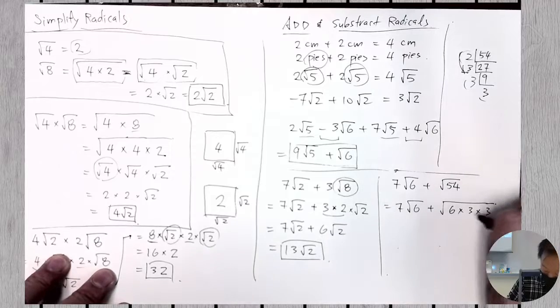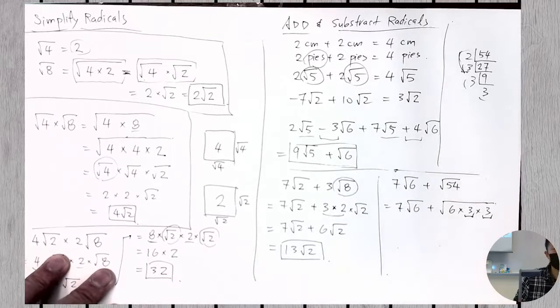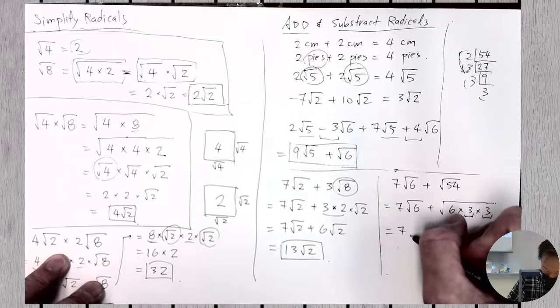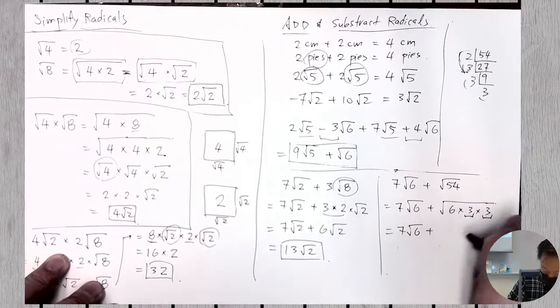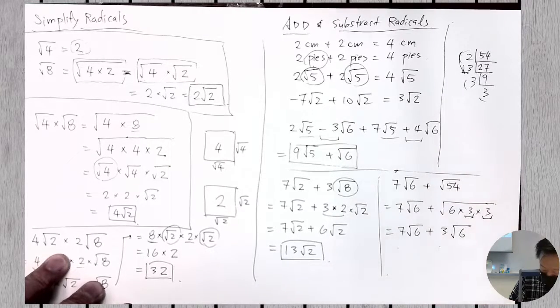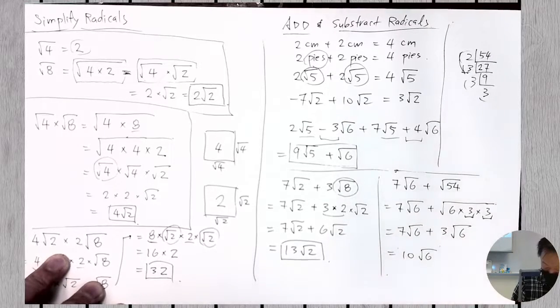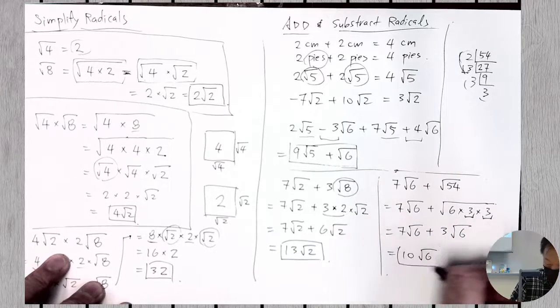All right? So notice that if I have 2 of this guy, I can take it out. Remember from last time. Okay? So this will give us 7 square root 6 plus 3 square root 6. Then I have 10 of the square root 6. And that's the end of the story.